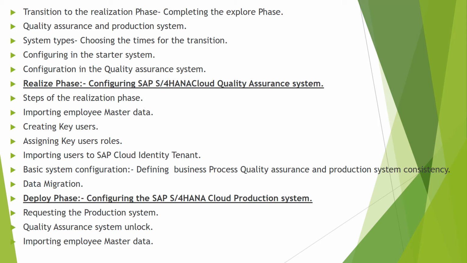Second, configuration in the quality assurance system. You will change rather quickly from the starter system to the realize phase. In this case, you will send the confirmation immediately to SAP. You will then implement the configuration and specific settings in the QA system directly. So next, we are going to discuss the realization phase in detail.